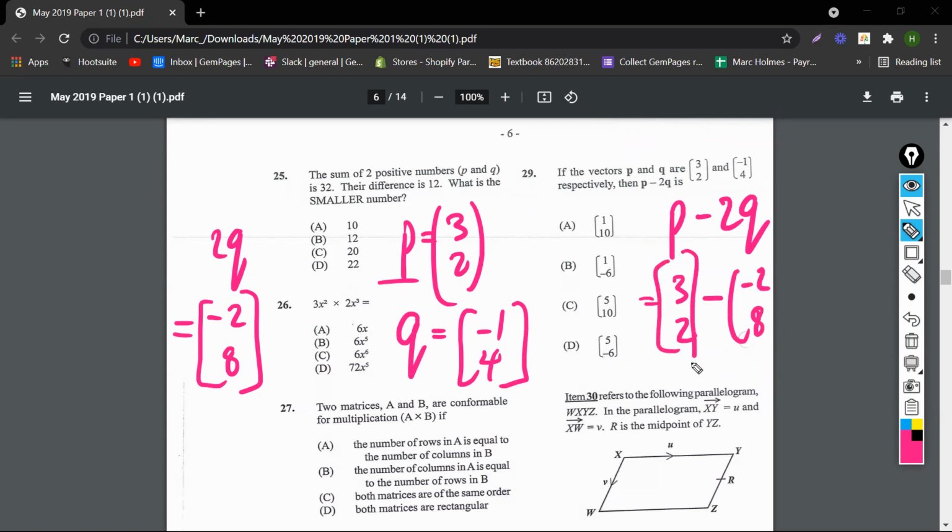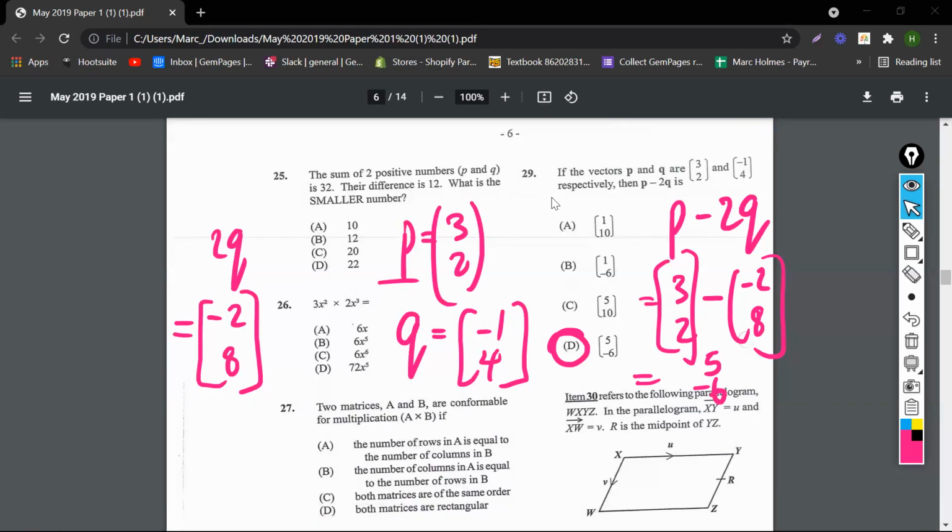So if we subtract that from each other, guys, the two negatives give you a plus. 3 plus 2 will give us 5. And 2 minus 8 will give us negative 6. So the answer is definitely D. It's a very, very easy question, actually. It's not like a rocket science question. Is it making more sense to you now, Jay? Can you give me a thumbs up?